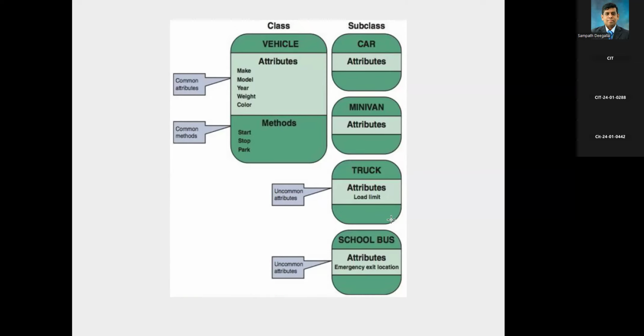But for each subclass, you can have very specific attributes, which we call uncommon attributes. For example, a truck can have a load limit, which is specific only to this subclass. The same goes with the school bus as well. Emergency exit location is again very specific to the school bus subclass.